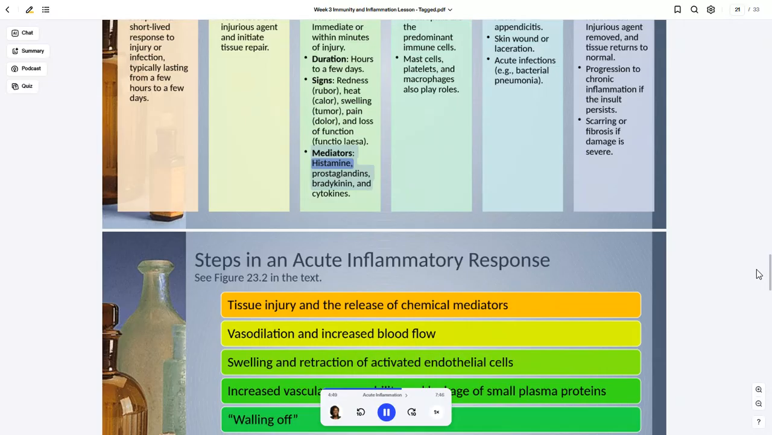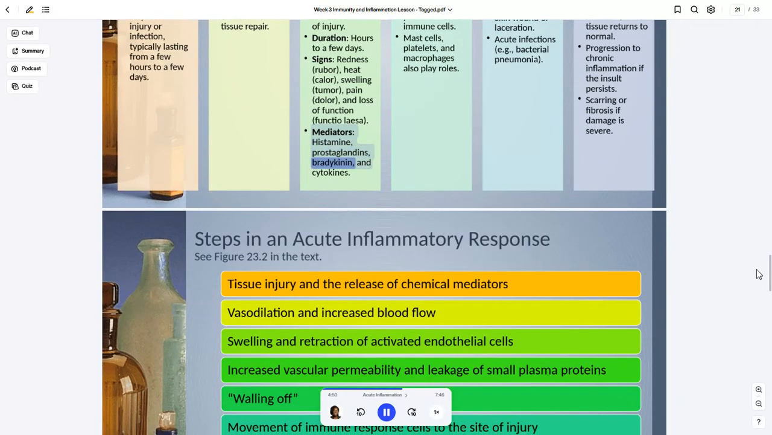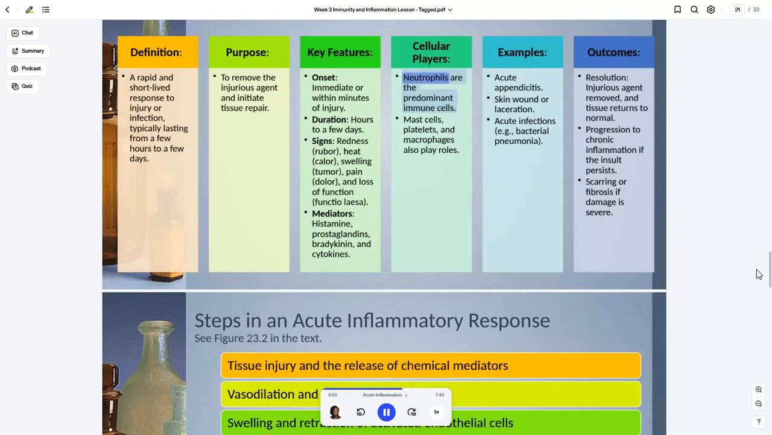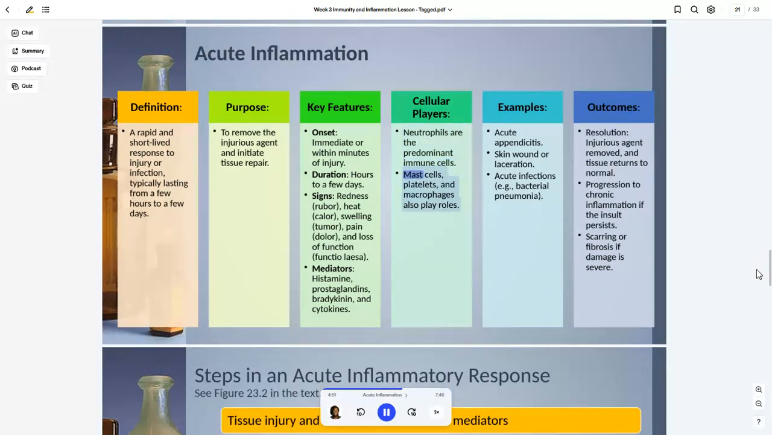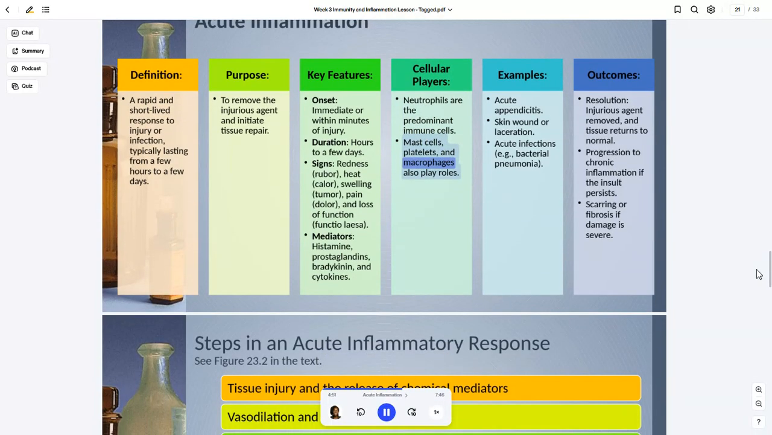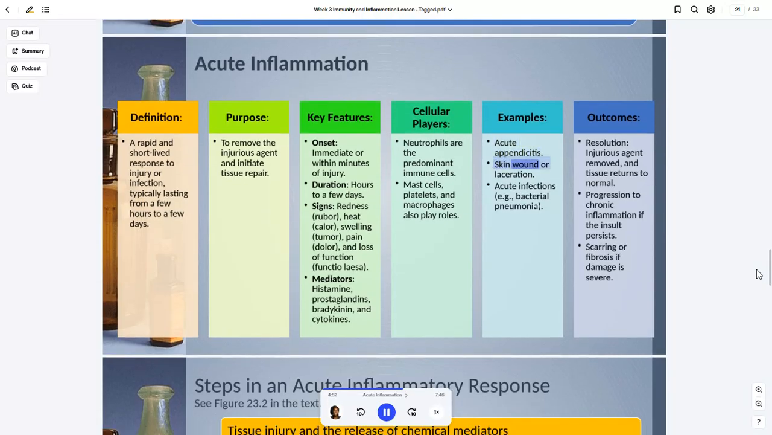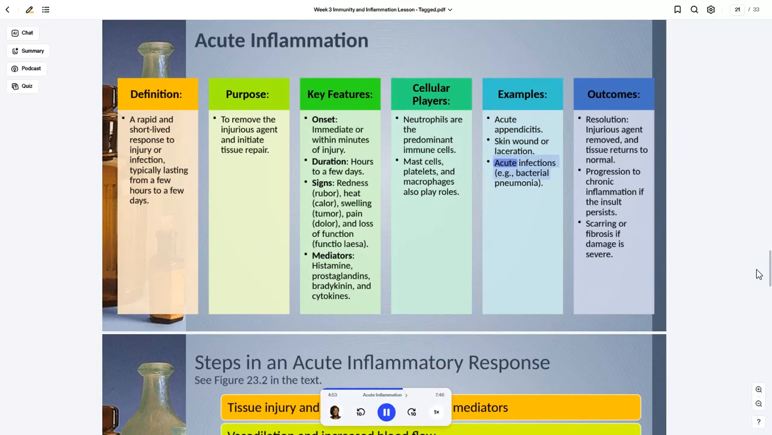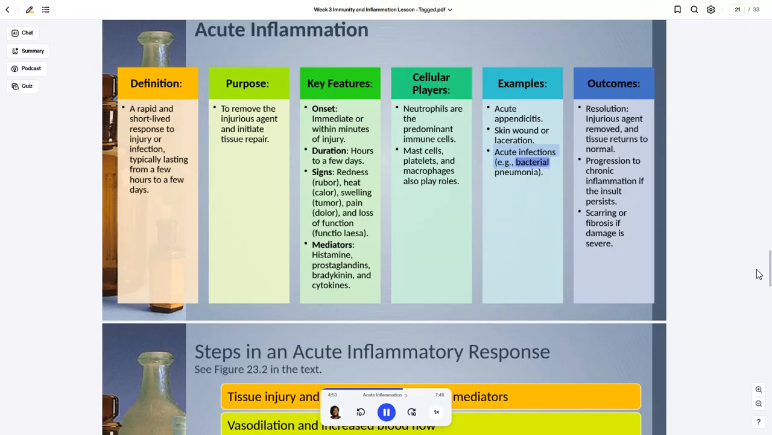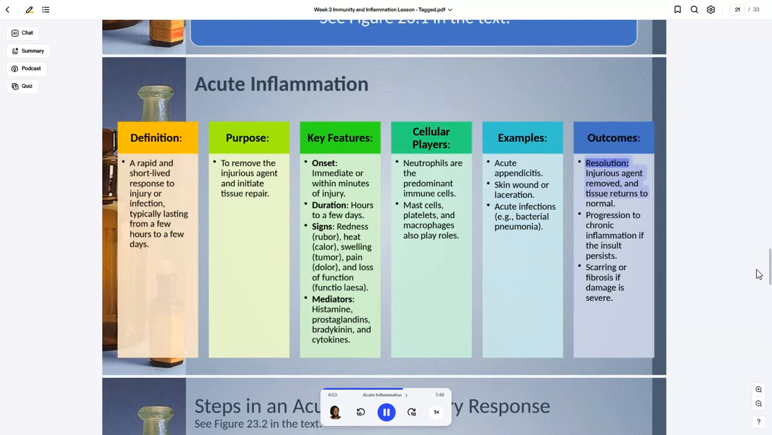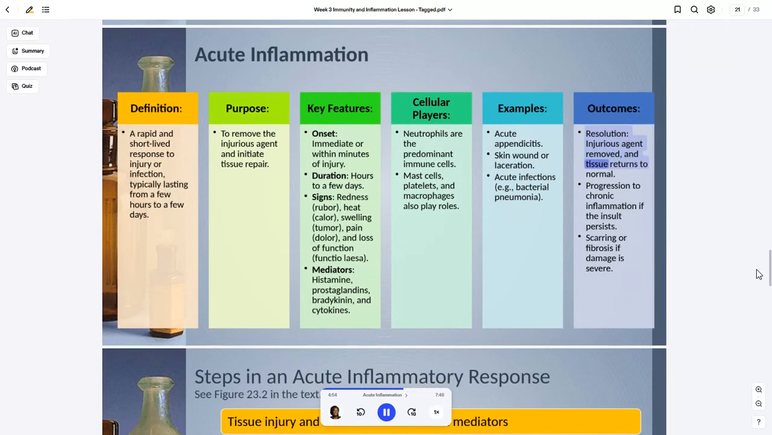Signs: redness, rubor; heat, calor; swelling, tumor; pain, dolor; and loss of function, functio laesa. Mediators: histamine, prostaglandins, bradykinin, and cytokines. Neutrophils are the predominant immune cells. Mast cells, platelets, and macrophages also play roles. Examples: acute appendicitis, skin wound or laceration, acute infections, for example, bacterial pneumonia.